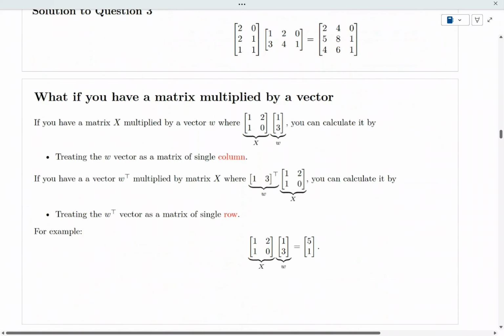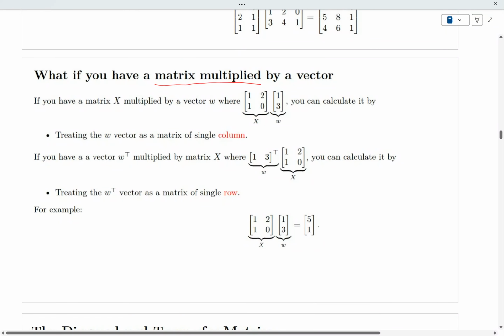Okay, so now what if you have a matrix multiplied by a vector? Well, notice how over here we have a matrix and we are multiplying by vectors, so xw. Well, the way you do this is you just treat this vector as a matrix of one column. So this is only one column. This means you take this, multiply by this, and then you take this again and multiply by this. So that's basically how you will perform this.